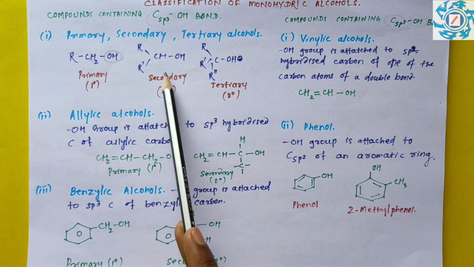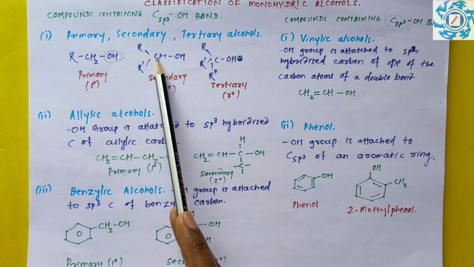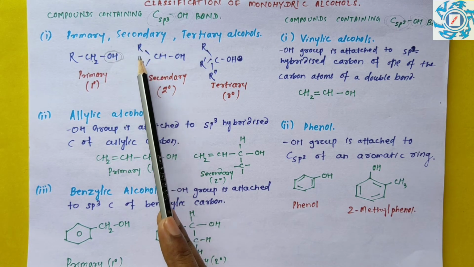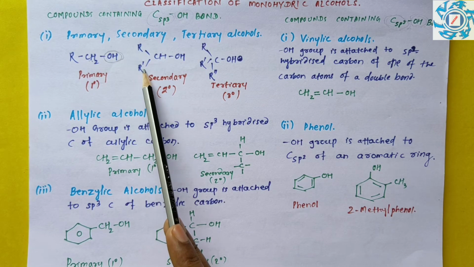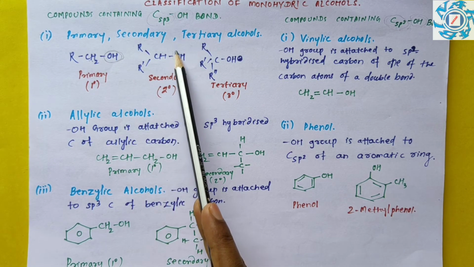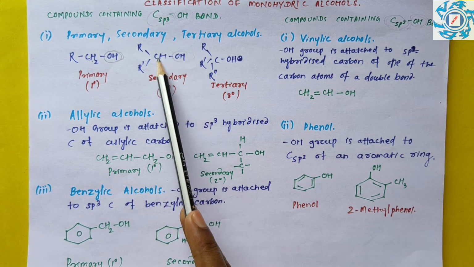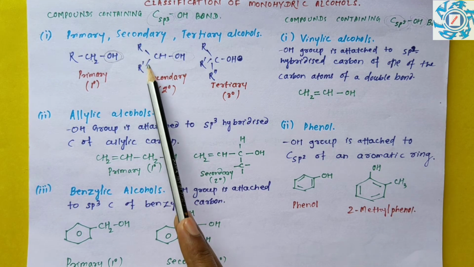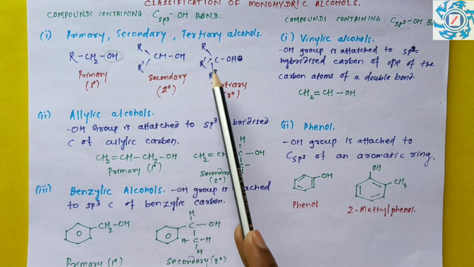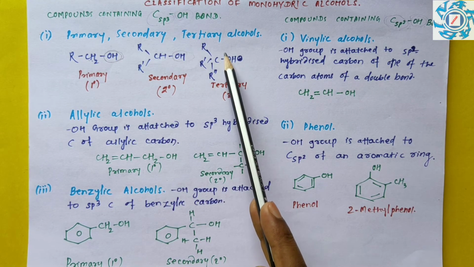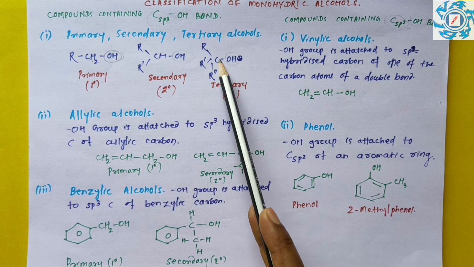This is a secondary alcohol. How? You can see this carbon, it is attached to two carbon atoms. Here R represents any alkyl group. And you can see this OH group is attached to this carbon atom, and this carbon is attached to two carbon atoms. That is a secondary alcohol. Next is tertiary alcohol. That means the OH group must be attached to a carbon atom which is tertiary, means this carbon must be attached to 3 other carbon atoms.